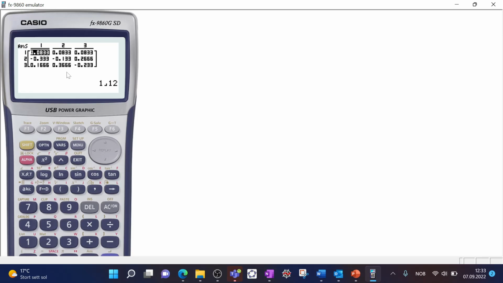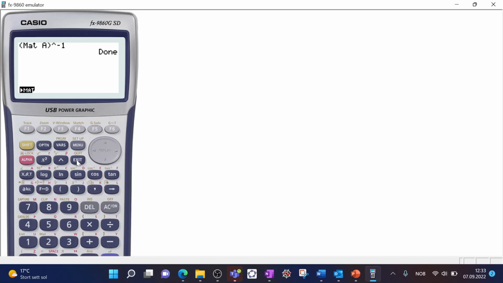It doesn't look very nice, but you can see these numbers as fractions as well. So 0.0833 is actually 1/12. This is -1/3. This is -2/15, and so on. So that would be the inverse. And we could check our result.